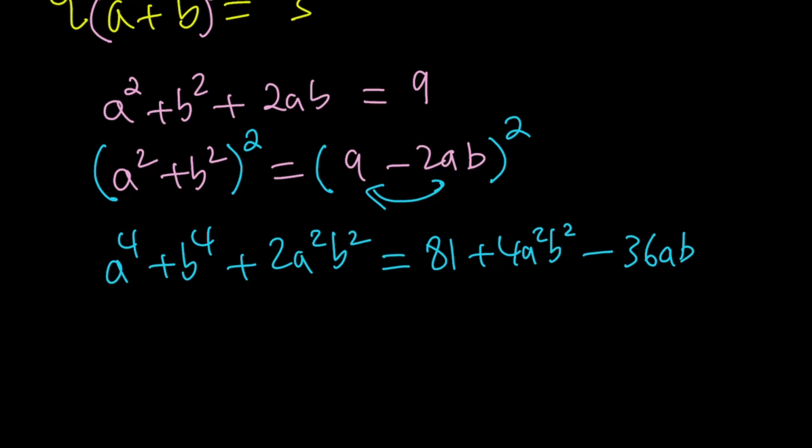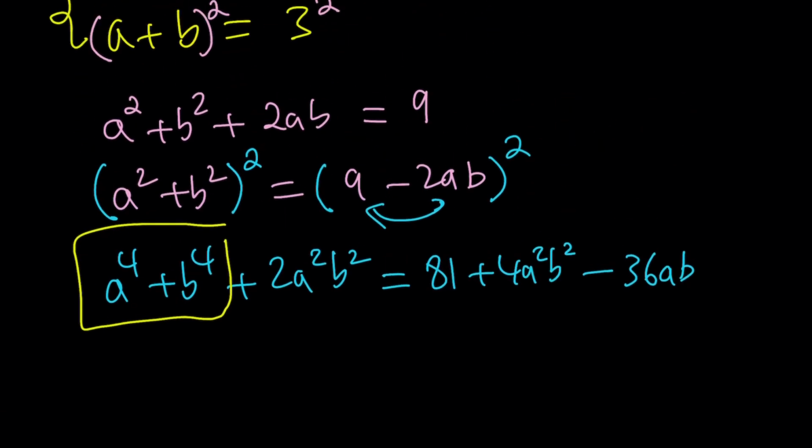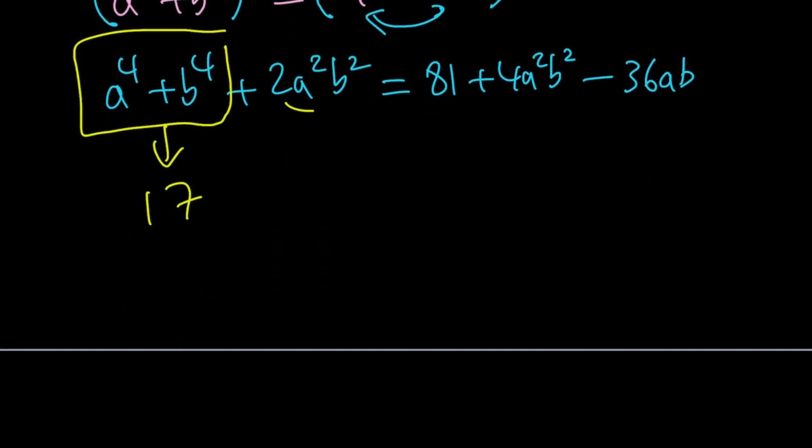Awesome. This looks very messy, doesn't it? It does, but don't worry about it because we do know the value of a to the fourth plus b to the fourth. So we can go ahead and plug it in, and guess what? Everything else is a function of ab. So we can use substitution one more time. Yay! Substitution is awesome, don't you think? So this is 17, and then plus 2a squared b squared.